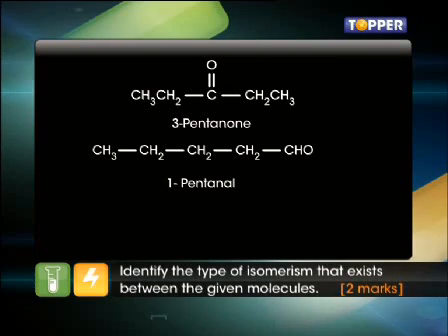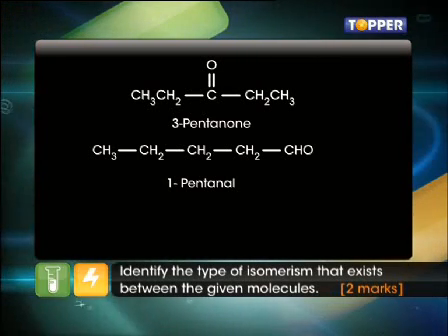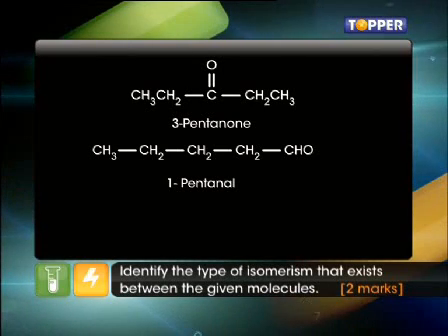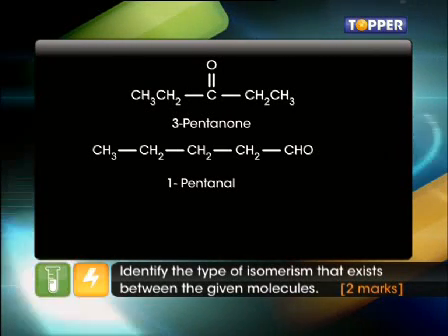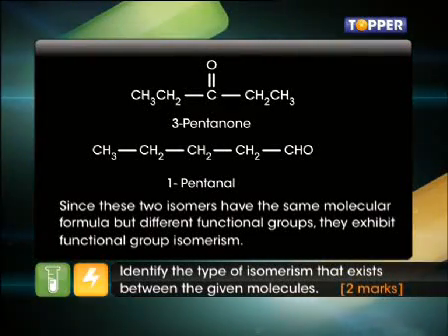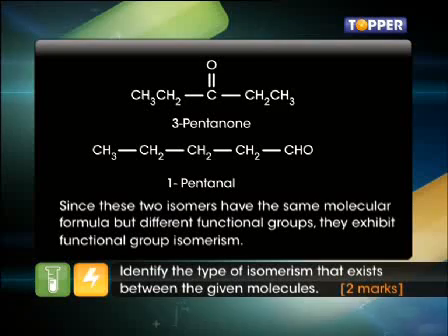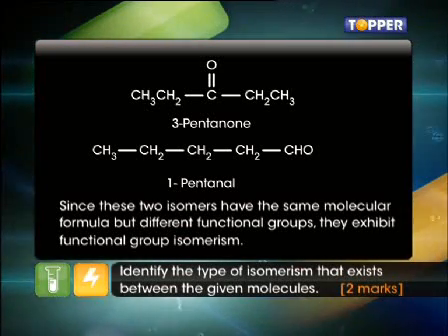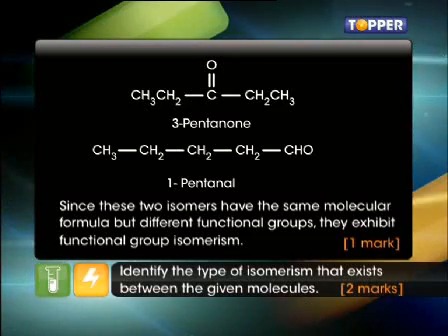The first structure represents a ketone, namely 3-pentanone, and the second structure represents an aldehyde, that is 1-pentanal. Since these two isomers have different functional groups, they exhibit functional group isomerism. This information will fetch you 1 mark.